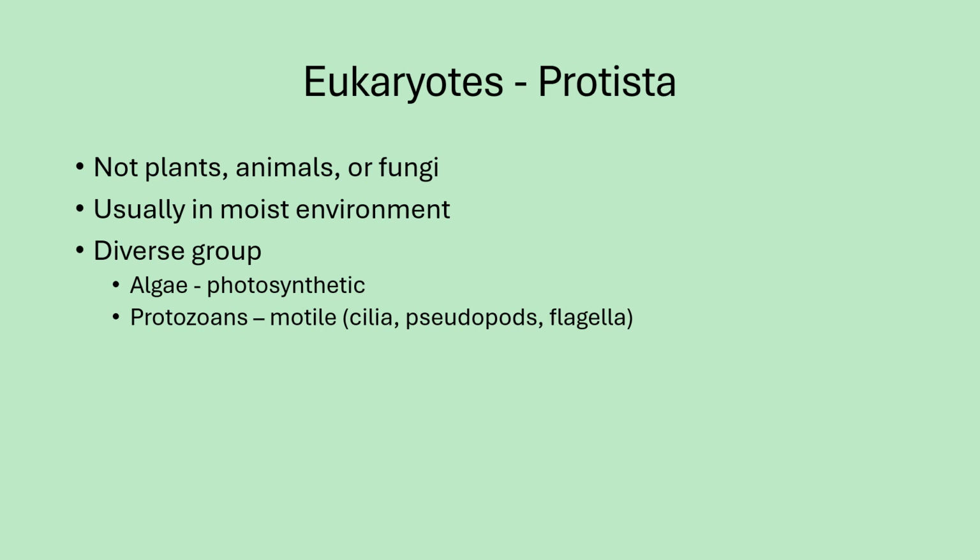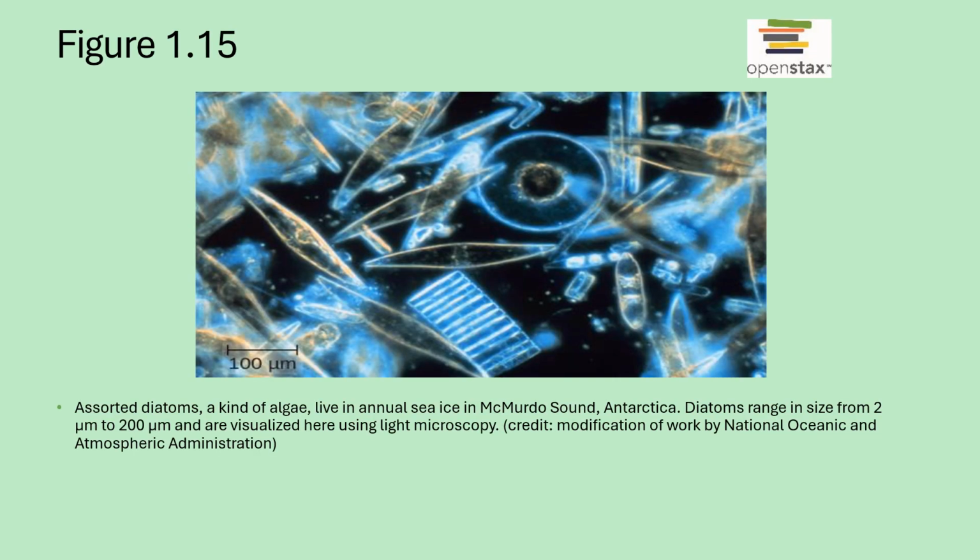They're usually found in a moist environment. It includes things like algae. It includes a lot of your protozoans. Protozoans usually are motile. Algae are usually photosynthetic, so they're distinctive from that. A type of algae are your diatoms.